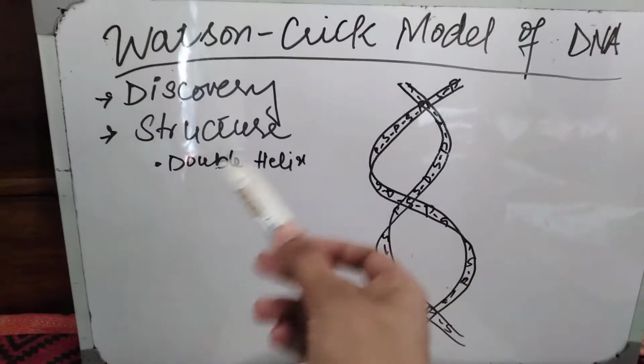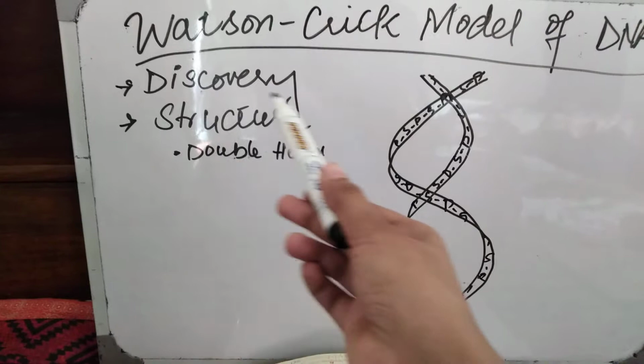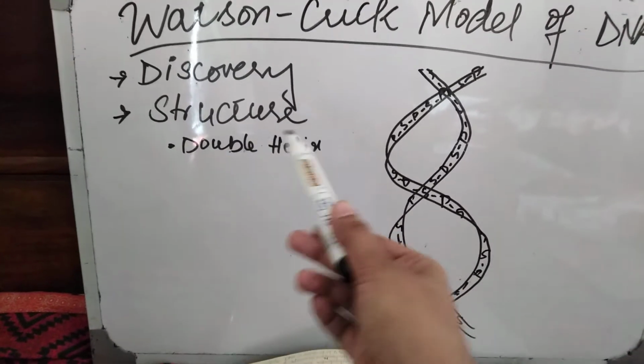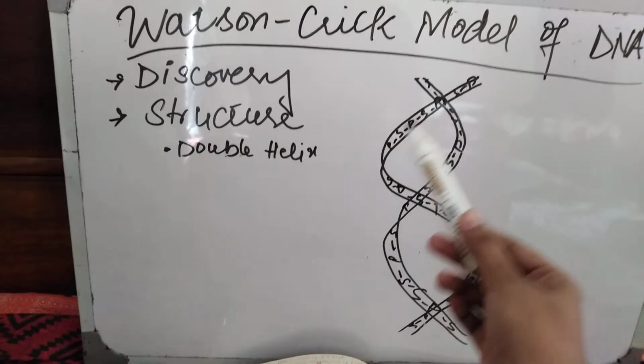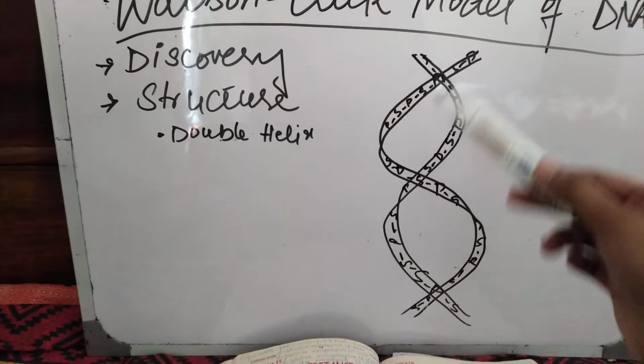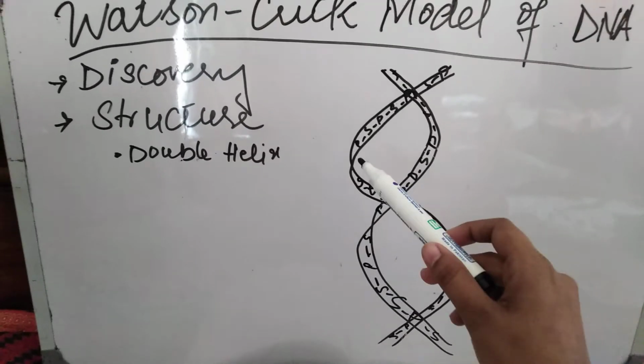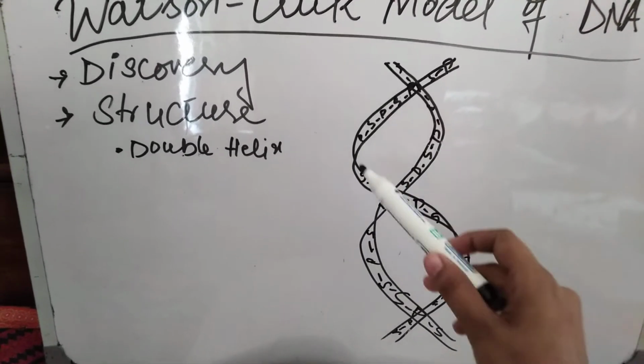Now have a look at your headings. We have discussed our discovery. We have discussed a subheading of structure which is the double helix. In the double helix, there is a sugar phosphate backbone. Okay, girls, now we are going to discuss its inner structure.